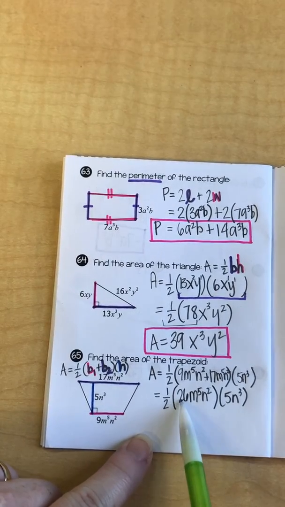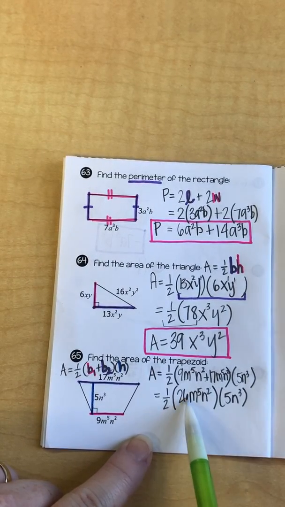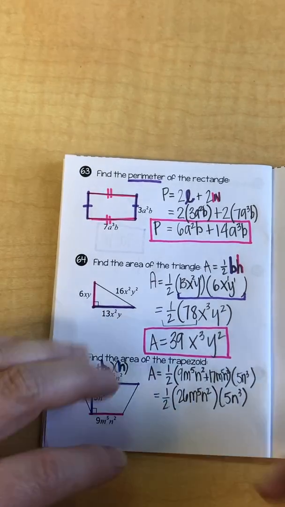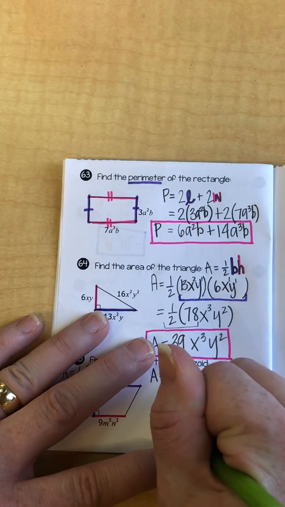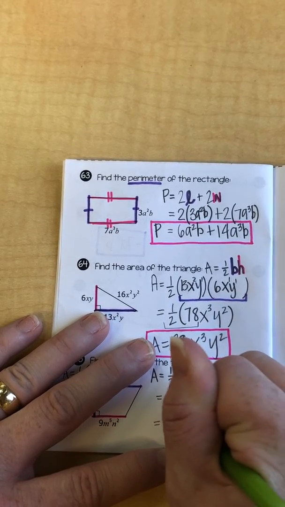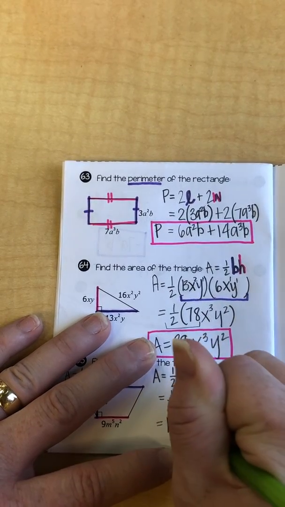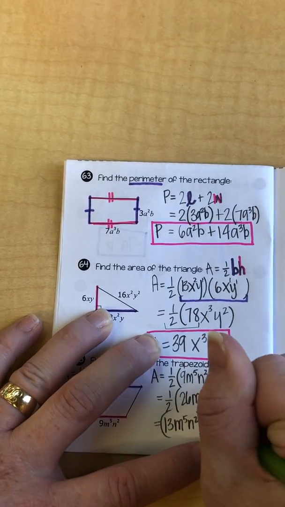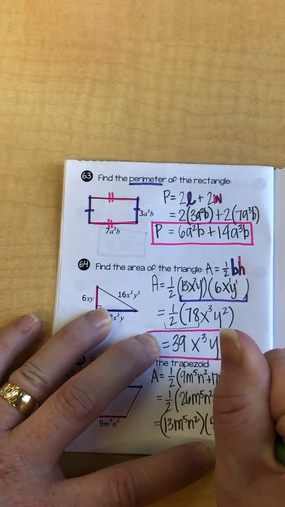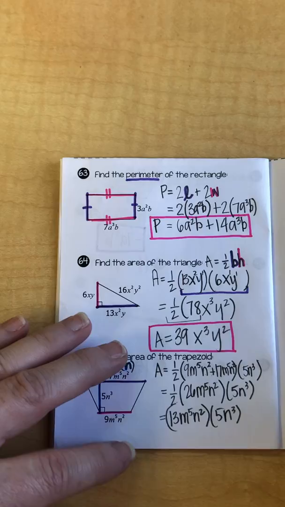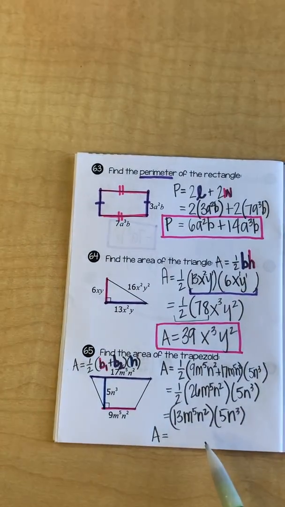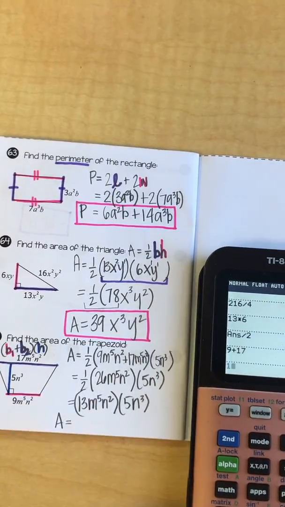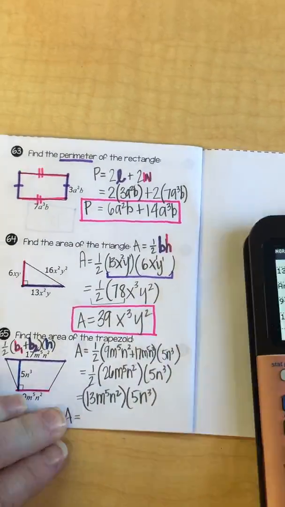Now what I see right here is that I can multiply these two things together. I can do half of 26. Half of 26 is 13. So this becomes 13m to the 5th n squared. And then I'm going to multiply it by 5n cubed. So, last step, okay? 13 times 5. I'm going to grab my calculator. 13 times 5 is 65.